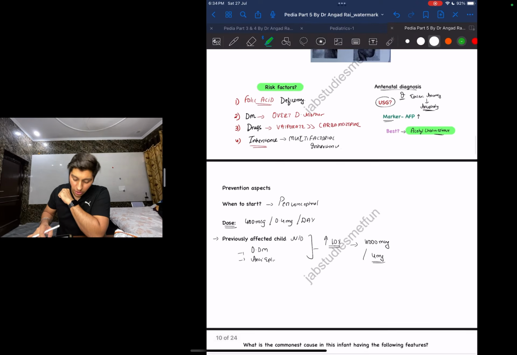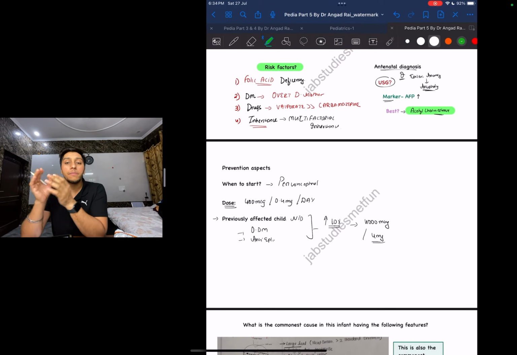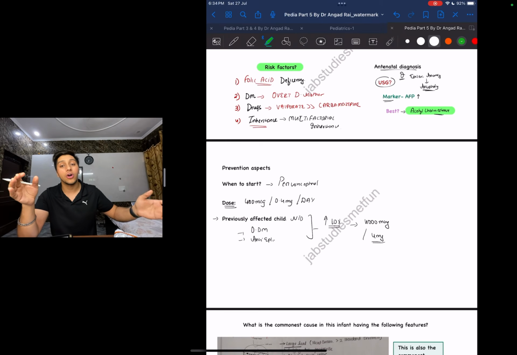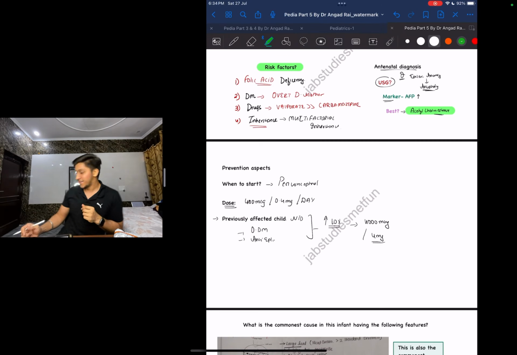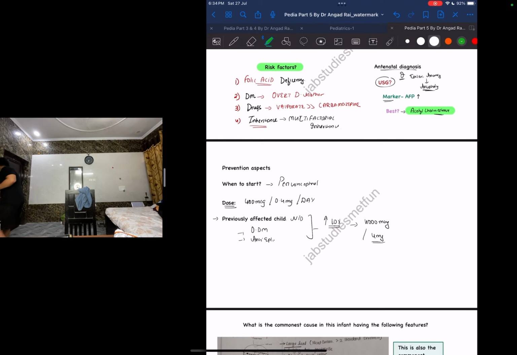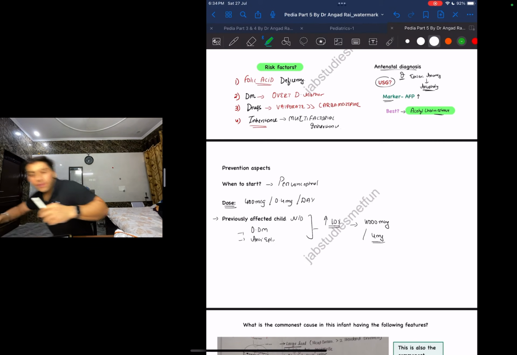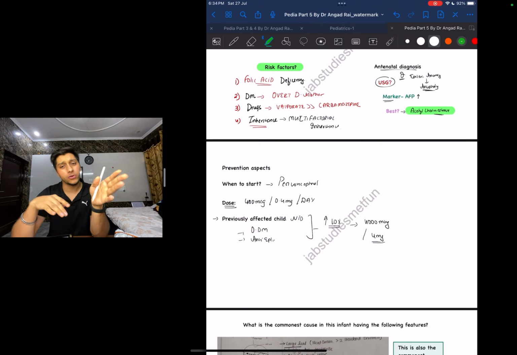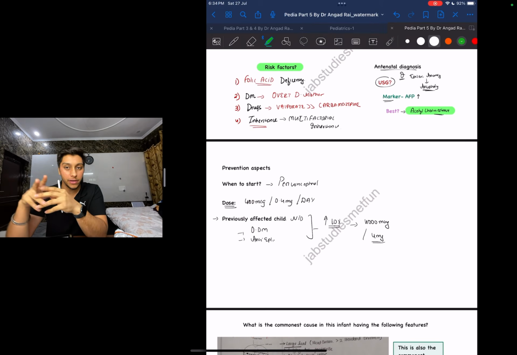Talking about the prevention aspect, how do you prevent? If they ask you how to prevent a neural tube defect, your answer is going to be periconceptionally. You have to give folic acid supplementation before pregnancy and along with that during pregnancy as well.